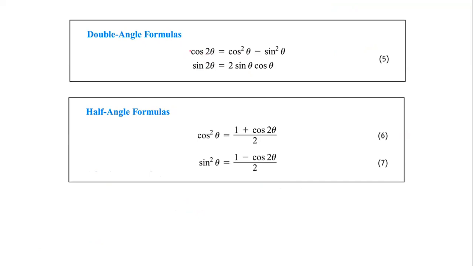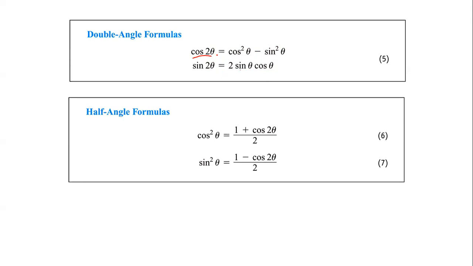Now, this is the double angle formula. So cosine 2 theta equal to cosine square theta minus sine square theta, right? And sine 2 theta equals 2 sine theta cosine theta. Okay, can we prove this? If I ask you to prove it, how?